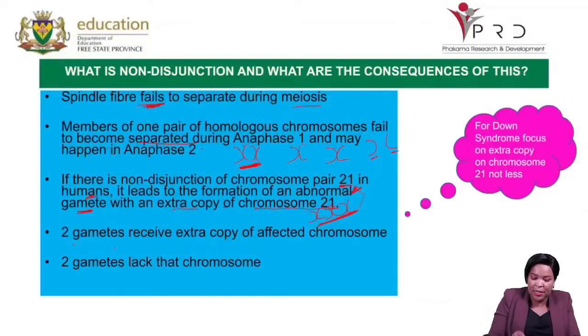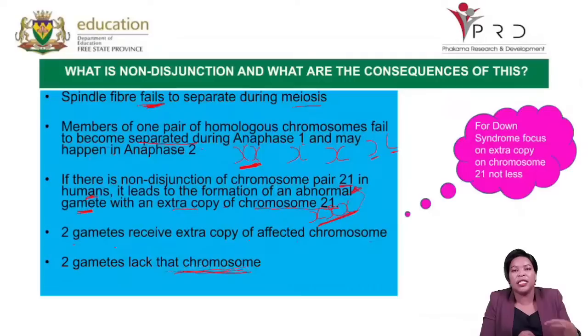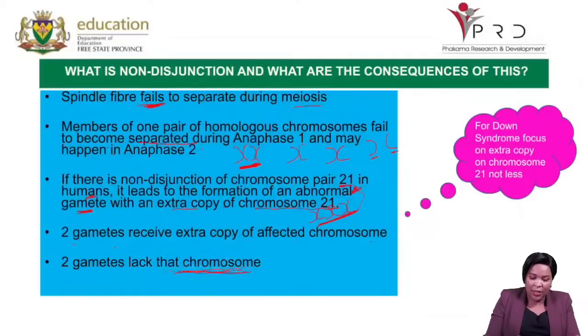Now, 2 gametes are going to receive an extra copy of the affected chromosome. Then 2 gametes are going to lack that chromosome. You see this part here? I don't want you to focus on it because it leads you to answer the question in a negative form. When you're asked to explain the consequences of non-disjunction at chromosome 21, you will focus more on the extra copy.